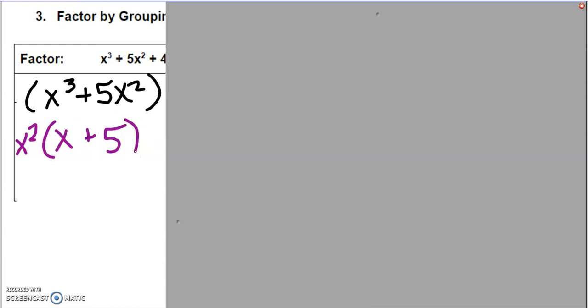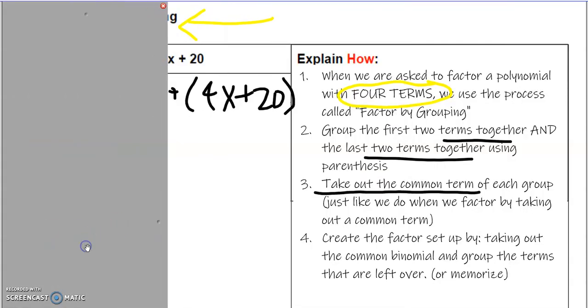Okay? Again, if you need to write the divide by x squared under both of these, you can, but it's just a visual. Same thing now we have to do with the other group. What can I take out of 4x and 20? What do both of those terms have in common? So I think about 4 and 20 on the side. I could divide both of those numbers by 2, but also something greater, 4.